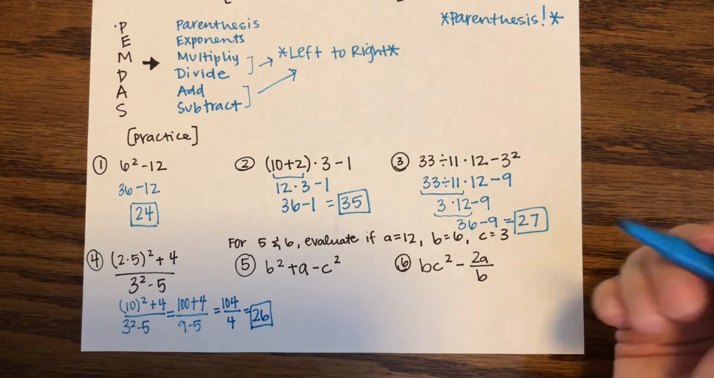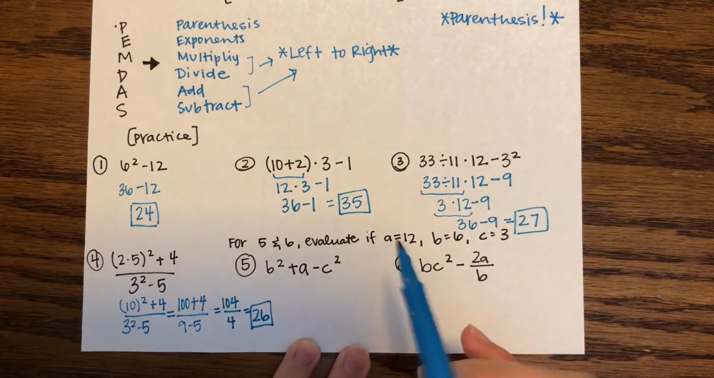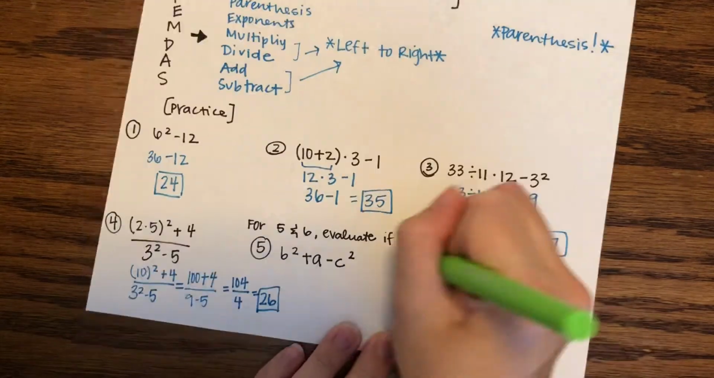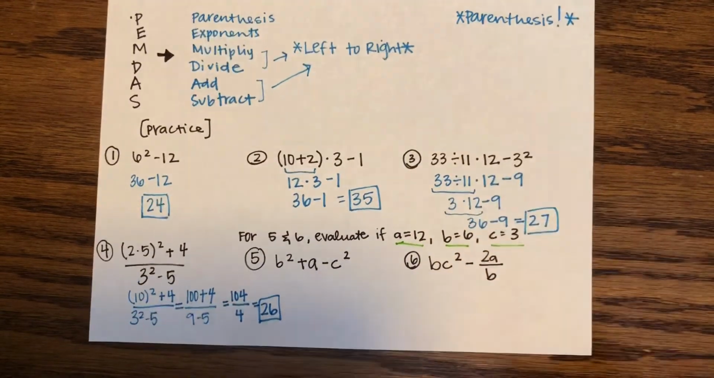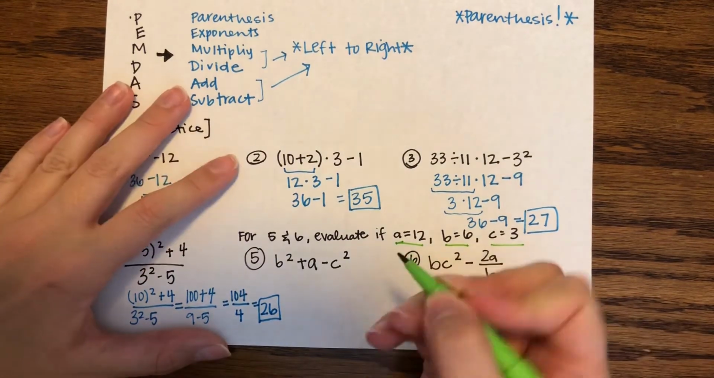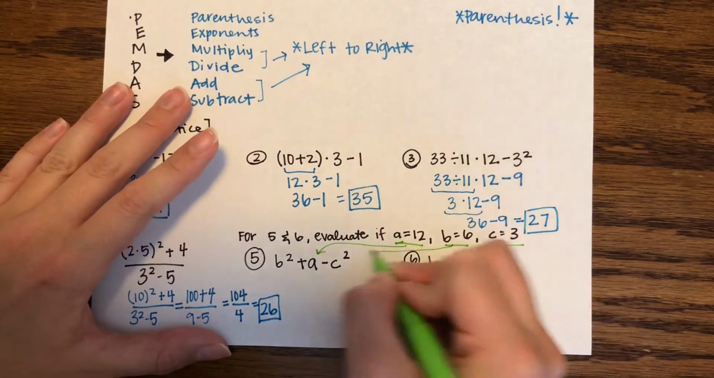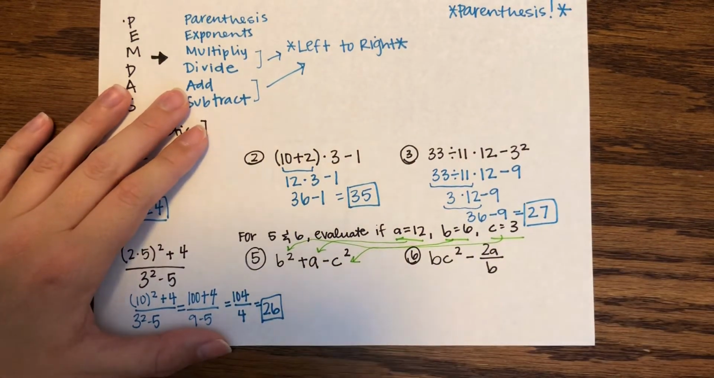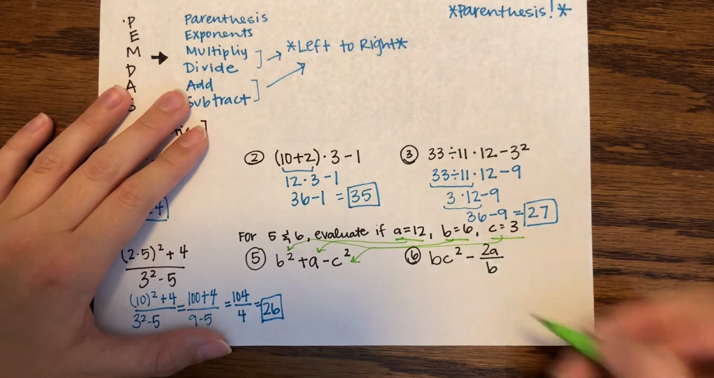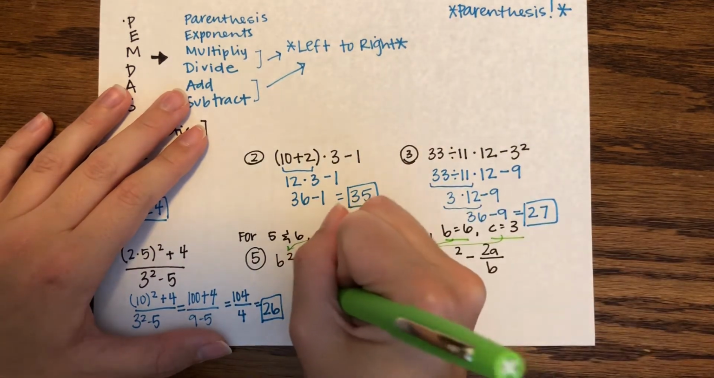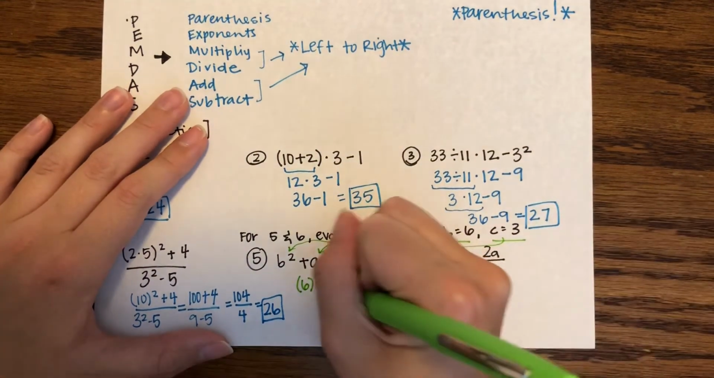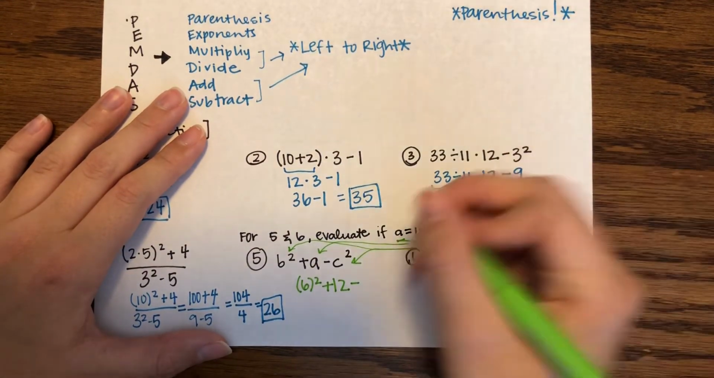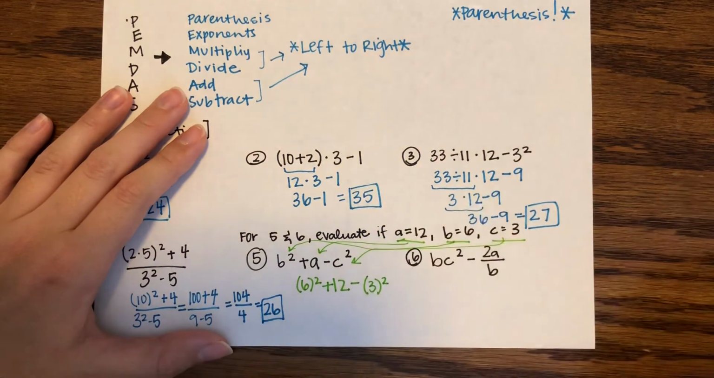The next thing we have for these, 5 and 6, it's saying evaluate. We know A equals 12, B equals 6, and C equals 3. Okay, so since we know those values to be true, we can substitute them in where they belong. So in number 5, we have b squared plus a minus c squared. So we're going to plug in 6 squared, because that's what b equals, plus a is 12, and then minus c squared, so minus 3 squared.